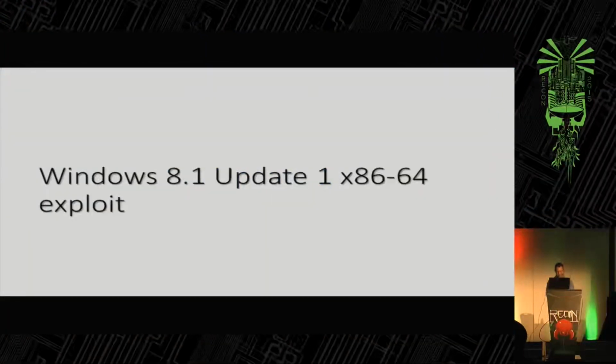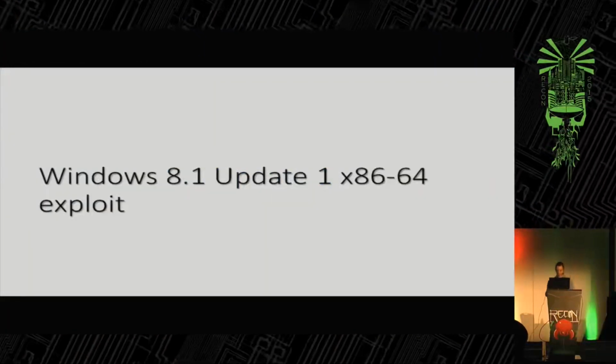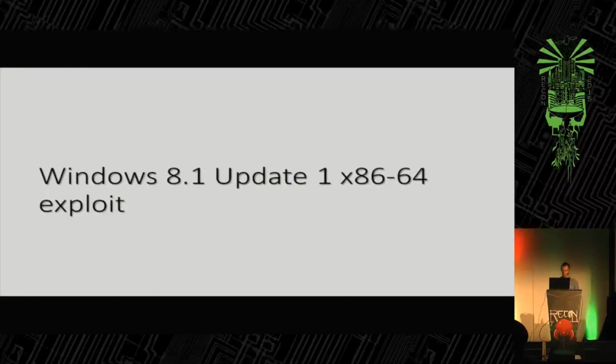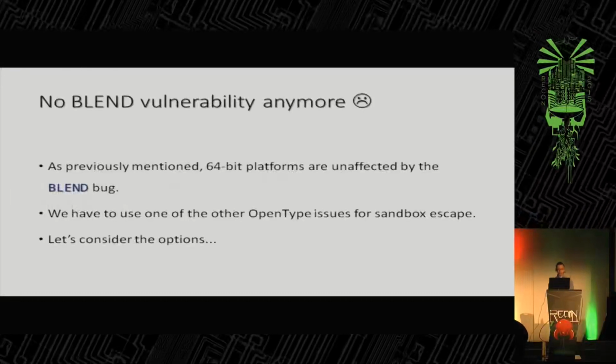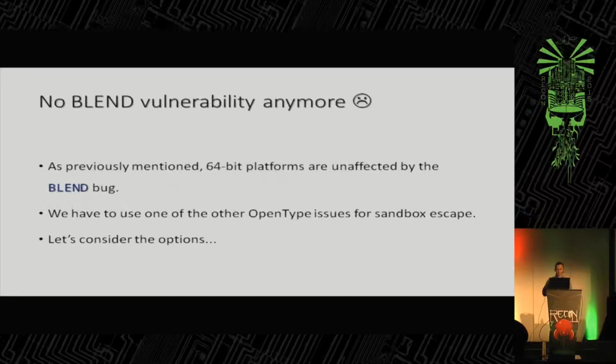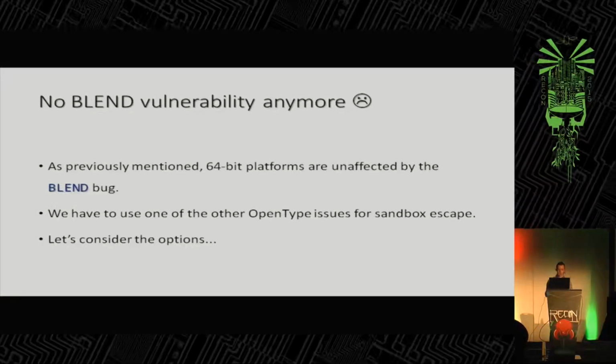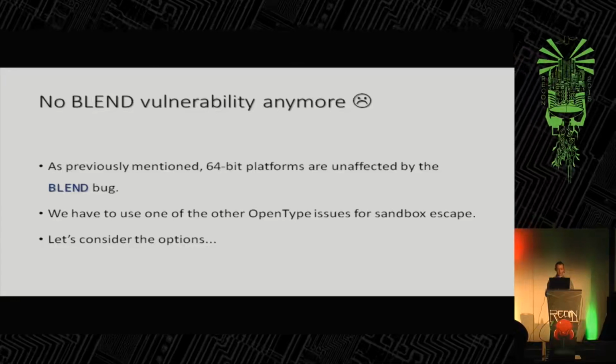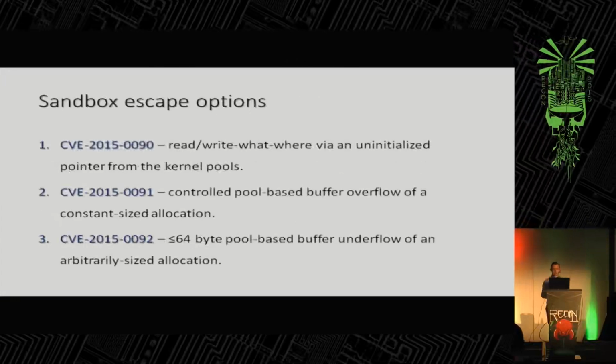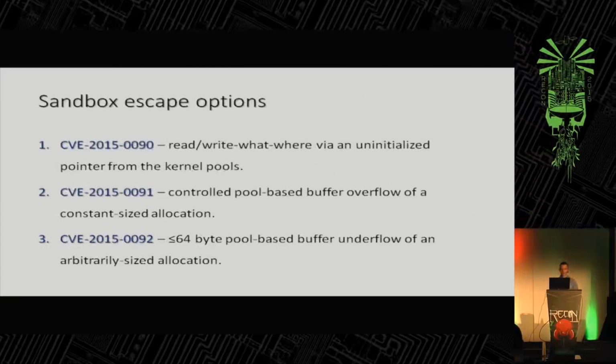Okay, so I think I still have a little bit of time, so I can discuss the 64-bit exploitation of Windows kernel. Obviously, as I said before, we cannot make use of the previous bug because it doesn't exist, or rather it's mitigated by how the code was written. So we have to use some other bug. And I had three options when thinking about it.